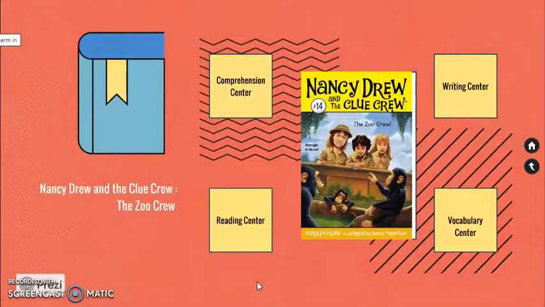These are my 4 virtual centers, and I hope the students have fun going through these centers and learn a lot about how to comprehend a text, how to write, how to read, and vocabulary words, new vocabulary words.